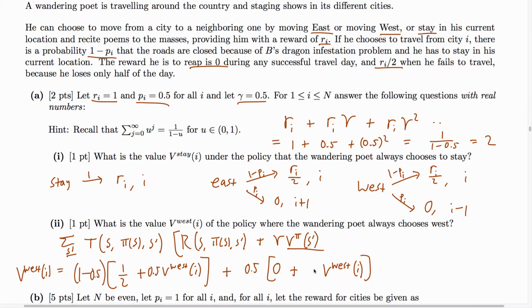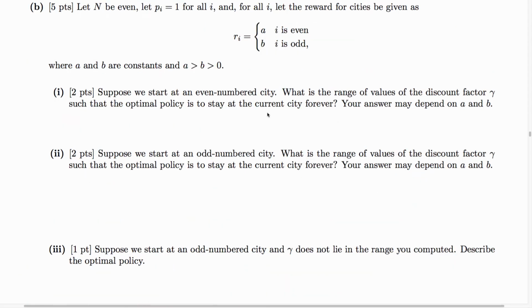And the learning rate here is 0.5. So notice that the only unknown in this equation is the V west of I, and everything else is known. So if you just go ahead and solve this out, you'll get that V west of I is equal to 1.